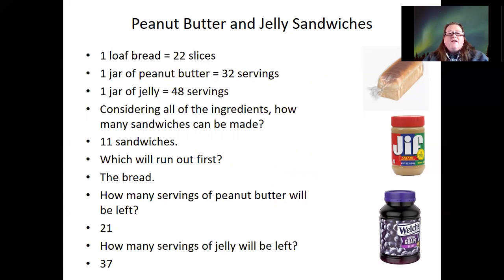Now, let's say I had an unlimited amount of bread. Then I could only make 32 sandwiches because my peanut butter would run out first. Or let's say I had unlimited bread and unlimited peanut butter, then I could make 48 servings, because then after that time, my jelly would run out. So just like with this recipe of making a peanut butter and jelly sandwich, we can think of this in terms of chemical equations.